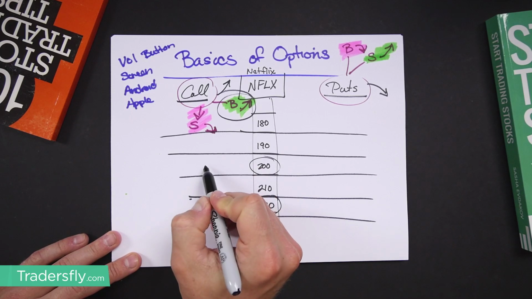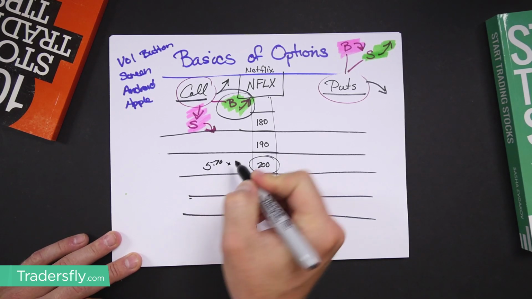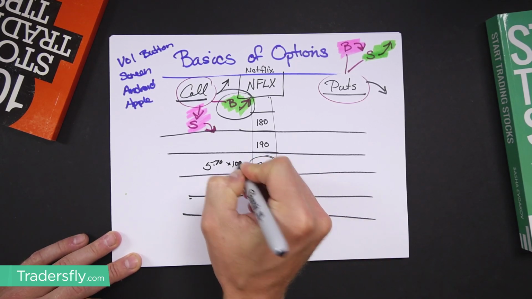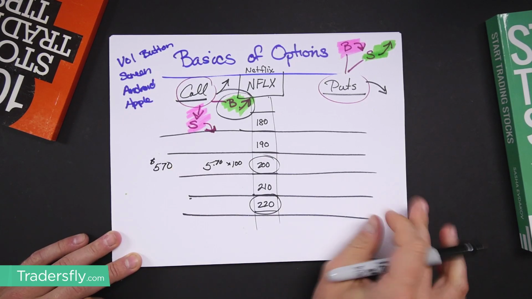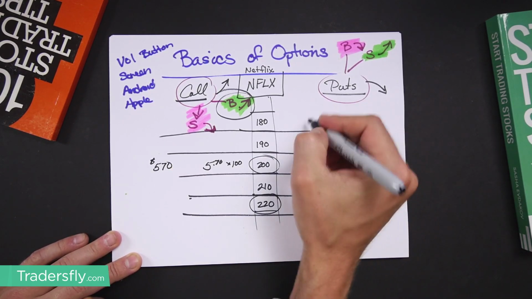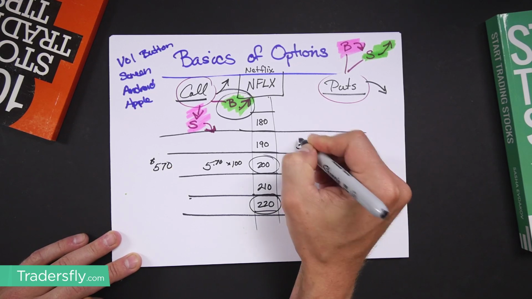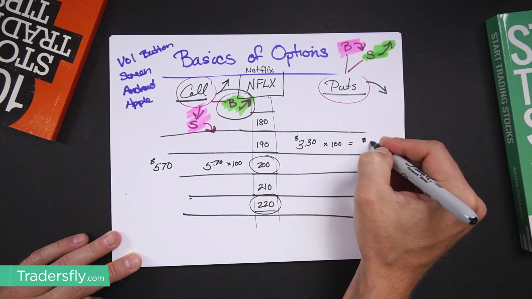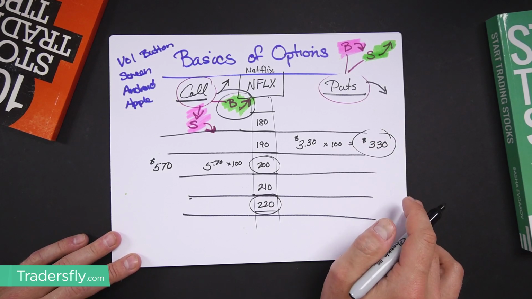So here, if this is, let's say, $5.70 for that contract, each option contract controls 100 shares. So you really multiply that times 100. Your cost would be $570. It's the same thing on the put side. If this was $3.30, it's 100 shares that you can control, so it's $330 that you would pay if you're a buyer. Now, if you're a seller, it's a whole different world, right?